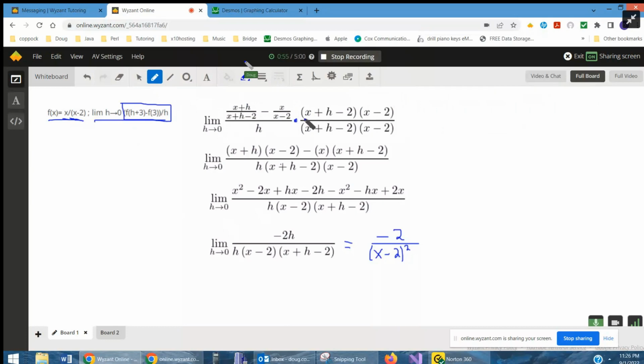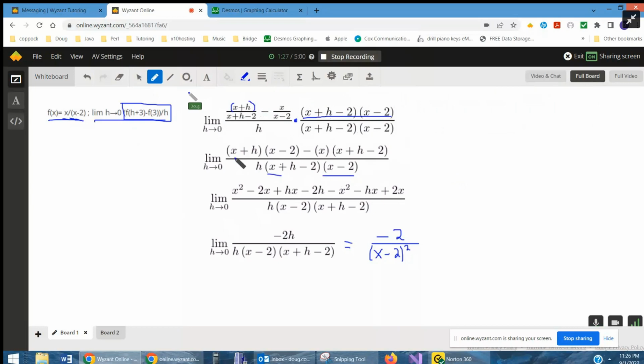So when I take this LCD times the first term in the numerator, the x plus h minus 2's cancel out, and I get this x plus h times the remaining factor, which is x minus 2. And then when I take that LCD times the second term in the numerator, I get this minus x times the factor that remains, which is x plus h minus 2. And here's the same factors multiplied times the h in the denominator.